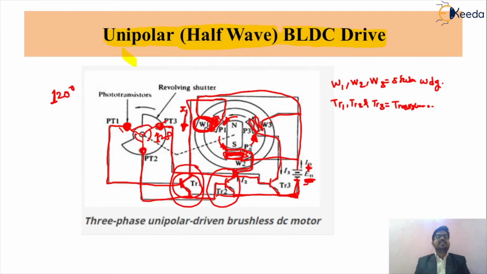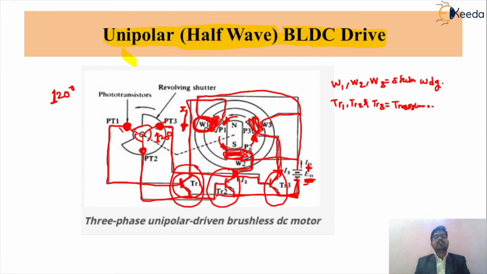A similar condition will happen with PT3 when we are energizing PT3. Obviously the motor will rotate, but if we shut down the supply, the stored energy will be dissipated in the particular transistor TR3, and due to that, destruction of the transistor is possible. So this is one of the limitations of the unipolar BLDC drive.